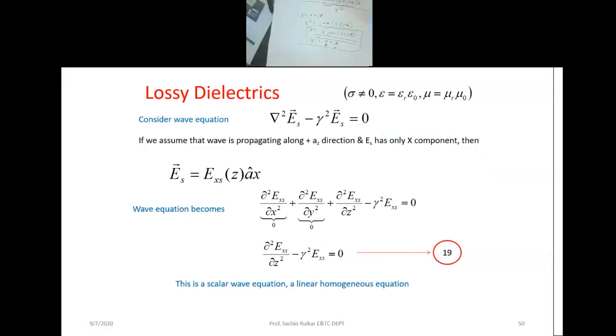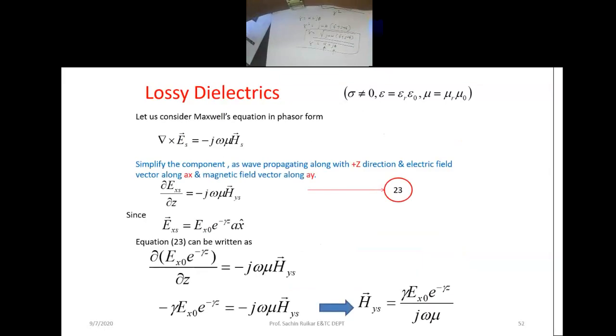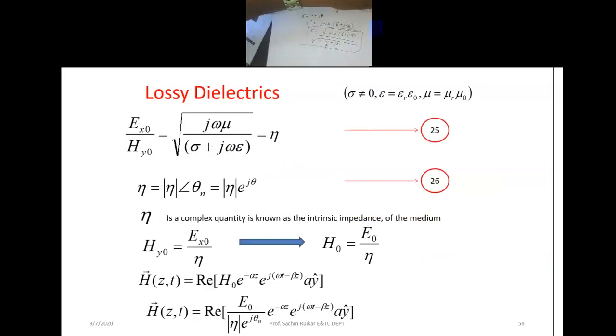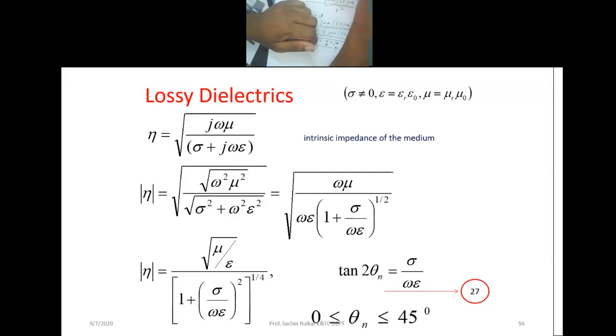This is about the lossy dielectric material. We can write the equations for the lossy dielectric medium. Nothing more, you just go through the PPT one by one. We are just relating the particular terms now for the given constants.